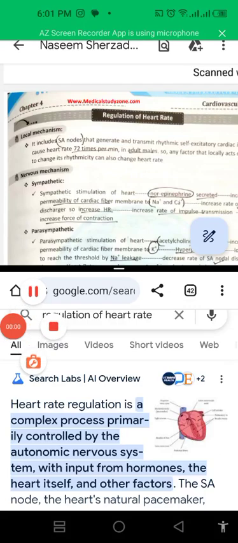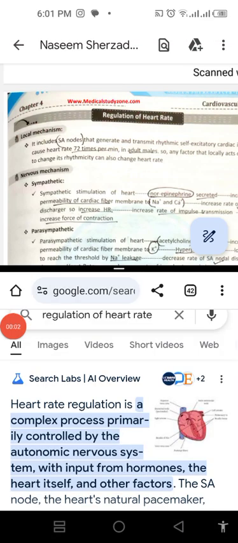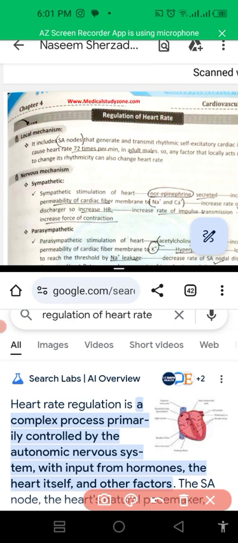Regulation of heart rate is a complex process. It is controlled by the autonomic nervous system, some hormones, the heart itself, and some other factors. What kind of factors regulate the heart rate?